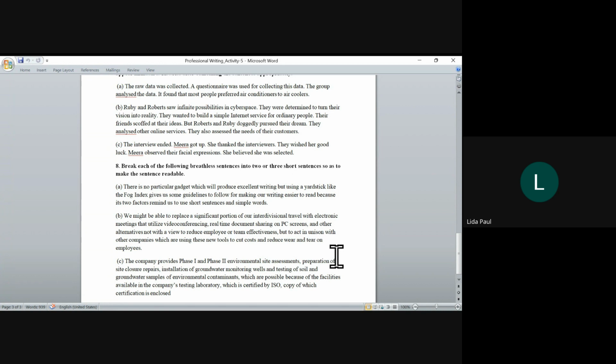So which means you need to concentrate on the junctions where you find a connector. Look at the first sentence you have here. I mean, not the sentence, the first part of the sentence. There is no particular gadget which will produce excellent writing, but using a yardstick like the fog index. So what is your connector here?